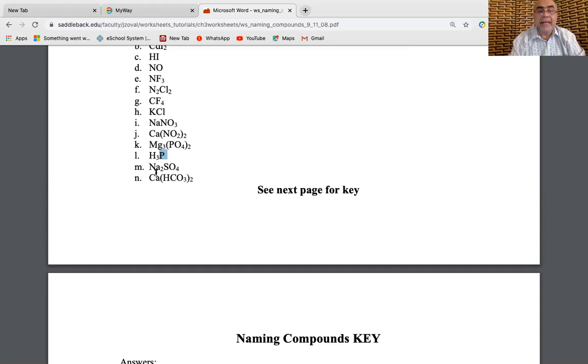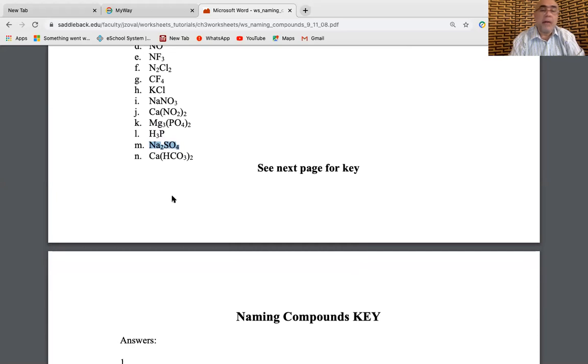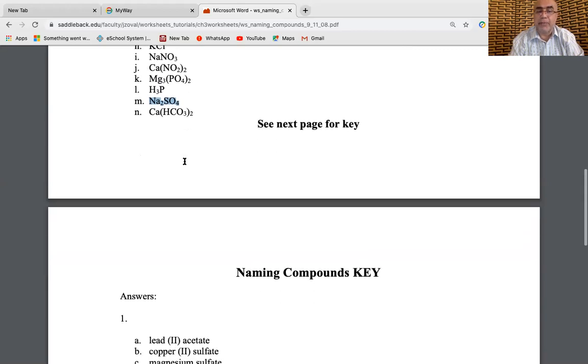Now, Na2SO4, sodium sulfate. Okay. Now, HCO3. You know that CO3 is carbonate. HCO3 is hydrogen carbonate or bicarbonate. So it is calcium hydrogen carbonate or calcium bicarbonate.